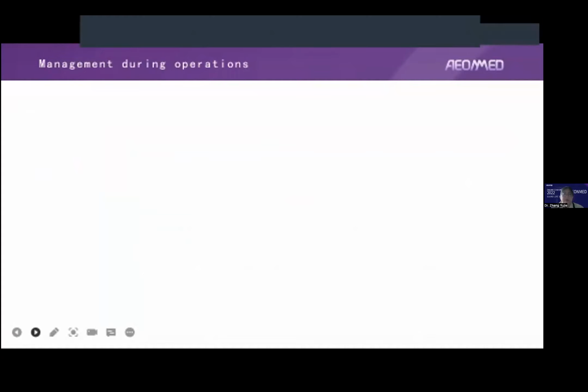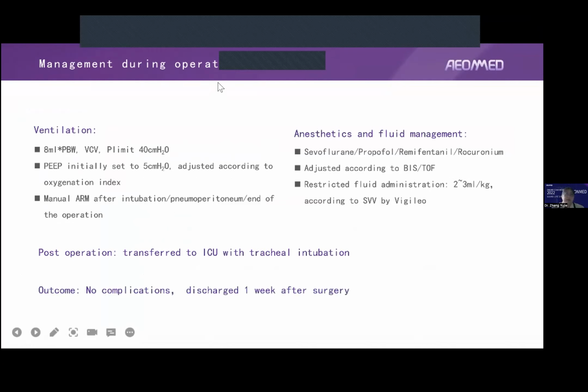Okay, about the management during the operation. For ventilatory parameters, we use 8 milliliters per kilogram of PBW. The mode was chosen to be volume control ventilation, and the pressure limit was set to 40 centimeters water column. And the PEEP was initially set to 5 centimeters water column, whereas the expert recommendation for obese patients is 10. But when we performed this anesthesia it was only 2018, so we didn't have that recommendation.